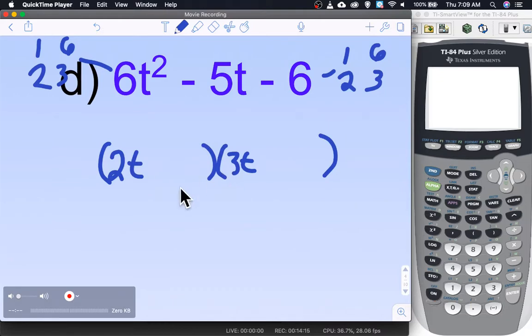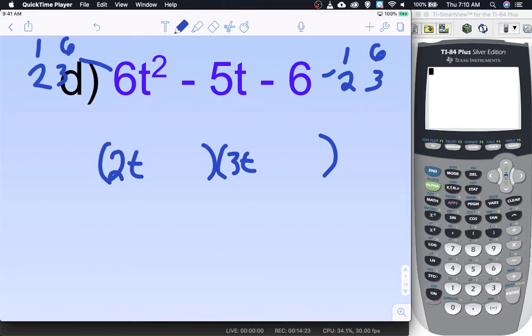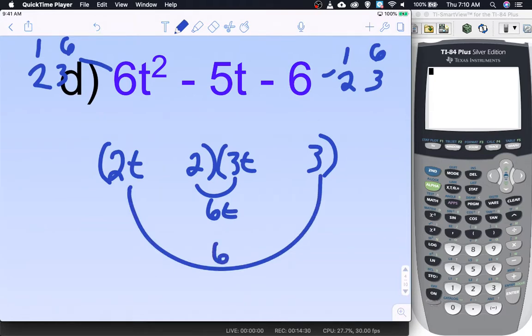All right, so I'm gonna guess the 2 and the 3. I don't know where they're gonna go. I'm gonna try it. So I'm gonna try 2 and 3. I'm just throwing numbers in to see what happens. There's a 6t. There's a 6t. No, that's not gonna get me a 5.